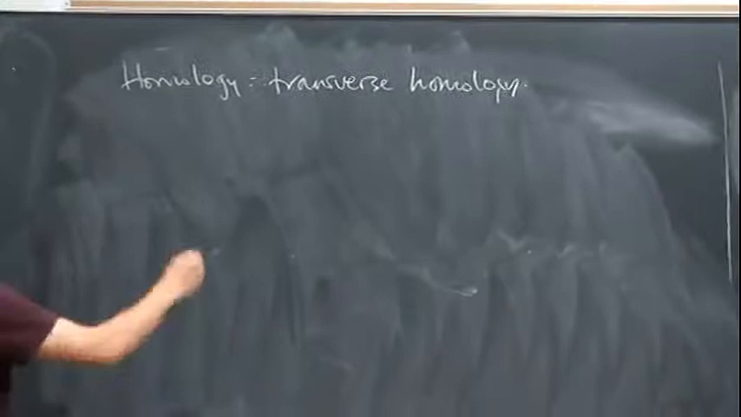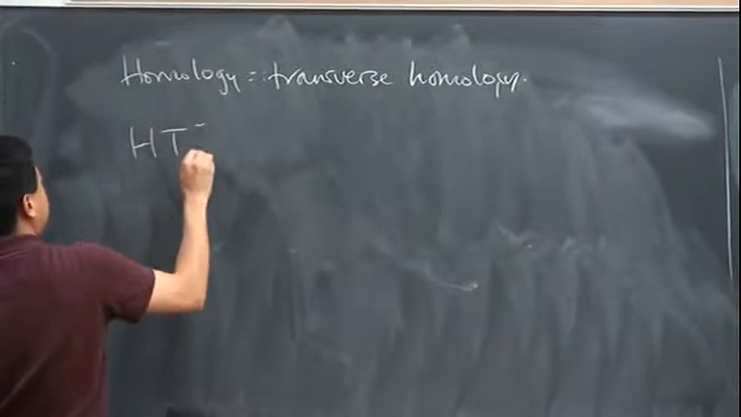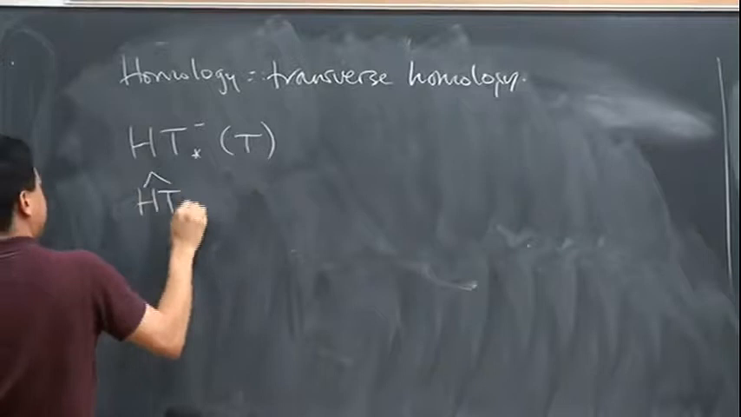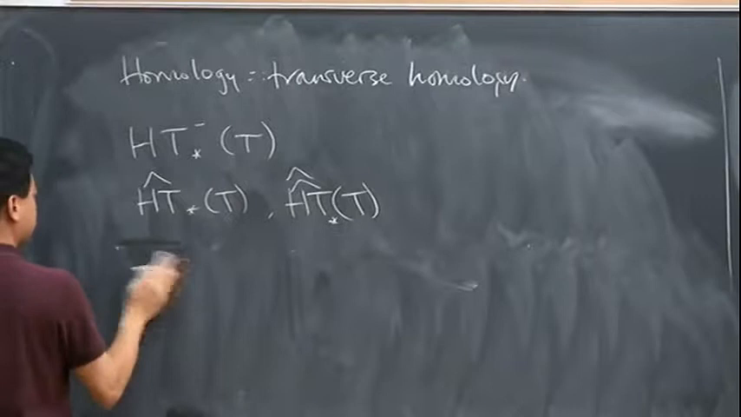So let me just introduce the notation. If you take the homology of these various things, I'll just replace the C by an H. These come in various flavors. There's minus transverse homology, there's hat homology, and double hat transverse homology, and then there's the infinity version.